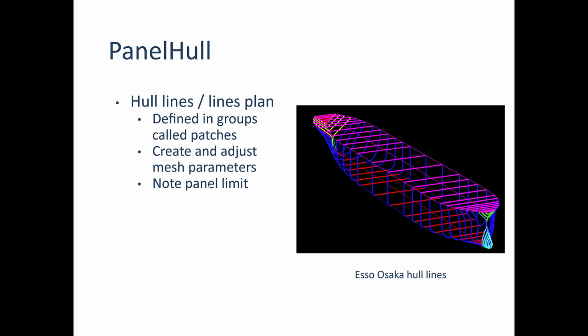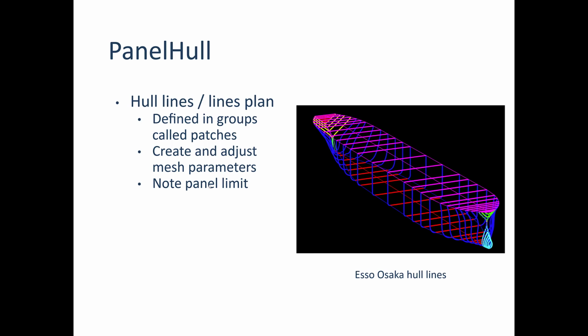There is a panel limit on the number of panels you can use. That's necessary because of memory limitations that many computers have. The diffraction and radiation calculations can use a lot of processing power, but memory as well.